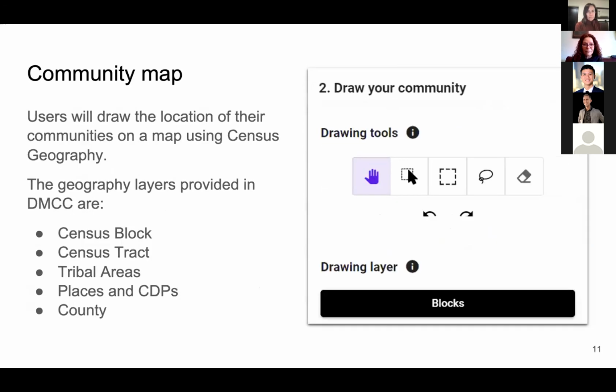Next slide, please. And then people draw a community map. They draw that community map on census data, and we have various layers. If you're not familiar with that terminology, a layer is essentially just a different map, and they call them layers because you can put them on top of each other in the mapping software. So we have one of those layers that are census blocks, and then tracts and tribal areas, places, i.e. that's a census term for cities, and then counties.